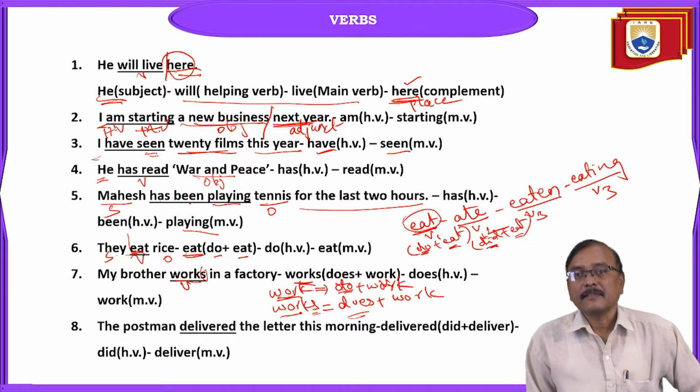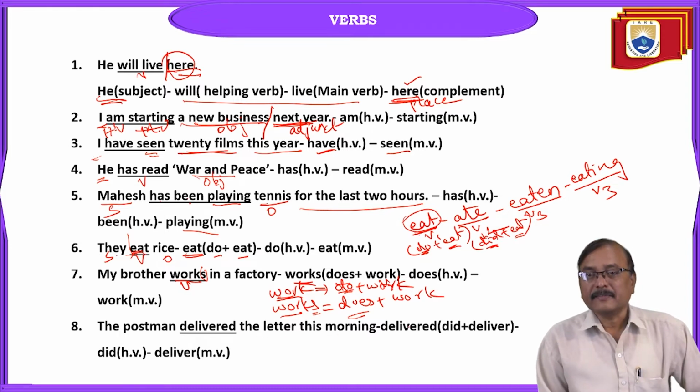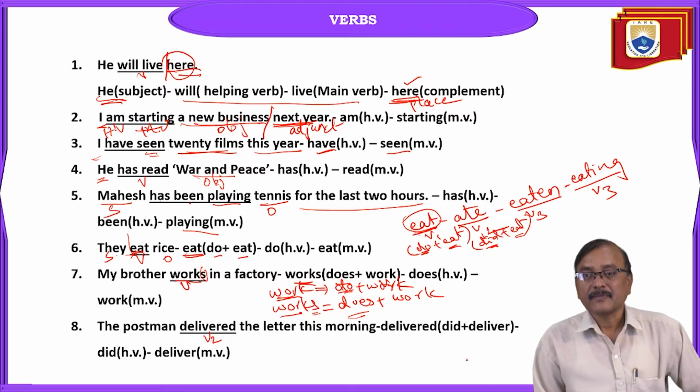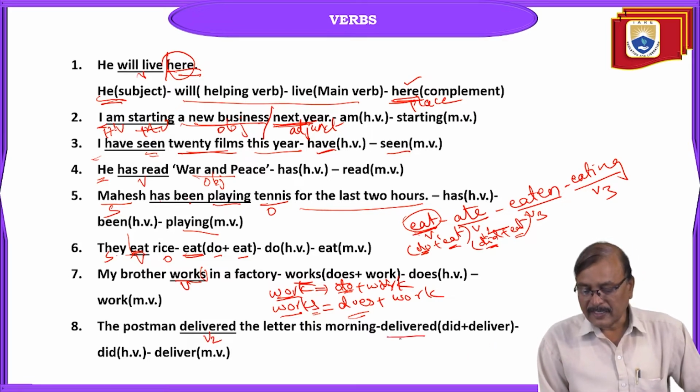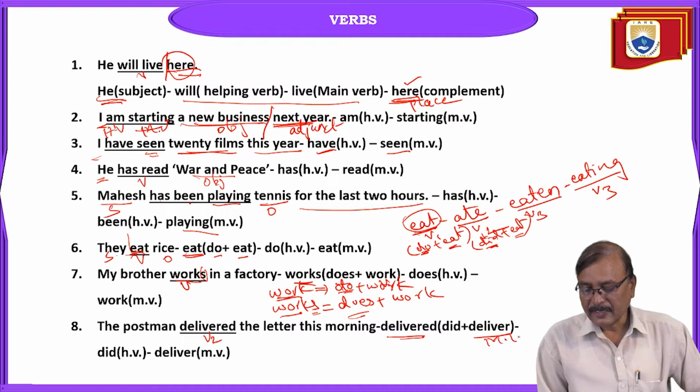Okay? Right. Next, the postman delivered the letter this morning. Delivered here is the main verb. It is in V2 form. So, in delivered, what is the helping verb? Deliver, the base form, is the main verb and the helping verb is did. Right? This is the helping verb.